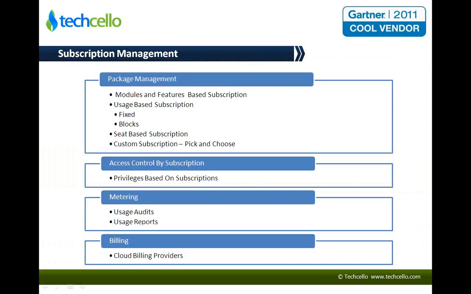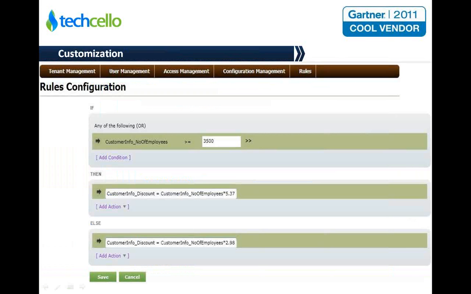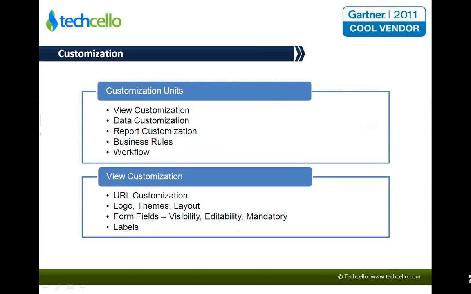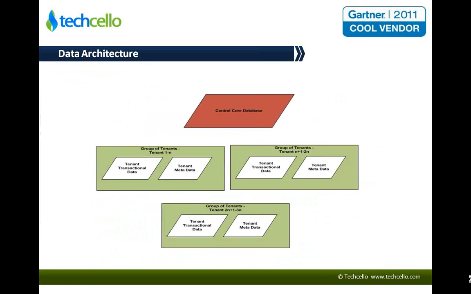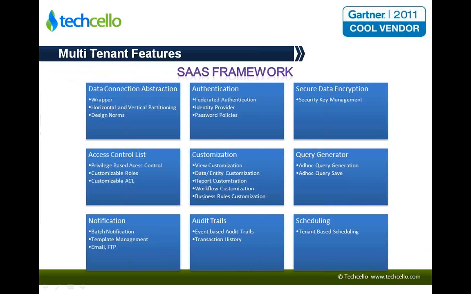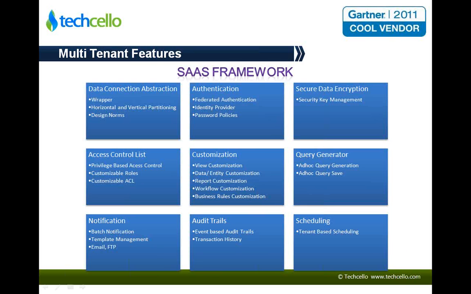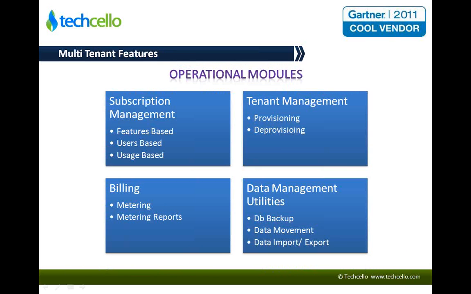So that's the major features on SaaS framework and the operation modules. So I'm just going back to, so these are the blocks that we talked about: plumbing, SaaS framework. These are the different blocks, and these are the different blocks on the operational modules. So if you have any questions, please feel free to ask.